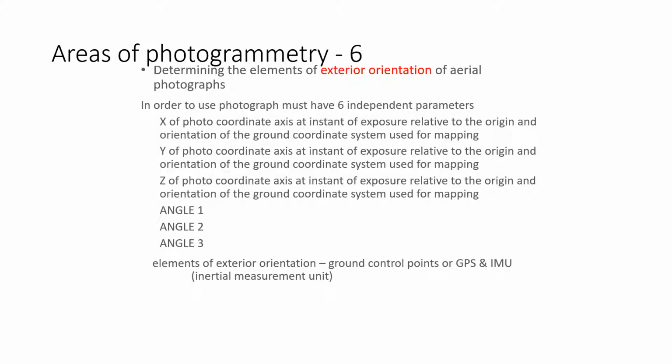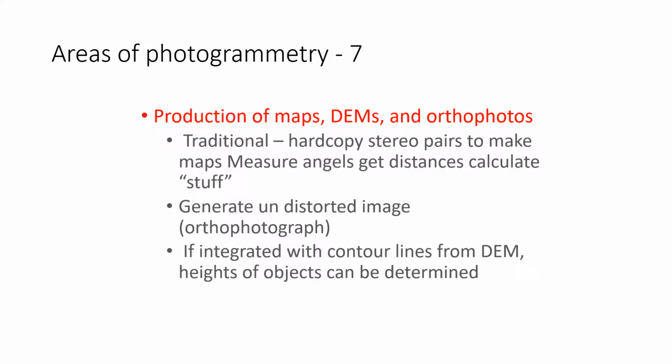The other thing we look at is exterior orientation. Production of maps is something that we do in DEMs and orthophotos. If you're not sure exactly what this is, traditional hard copy stereo pairs are used to get a lot of distance calculations. We also use a lot of this information to generate an undistorted image, in other words, an orthophotograph. In an orthophotograph, every pixel appears as if you're directly over top of that pixel looking straight down, so you have no radial displacement, none of that kind of stuff.